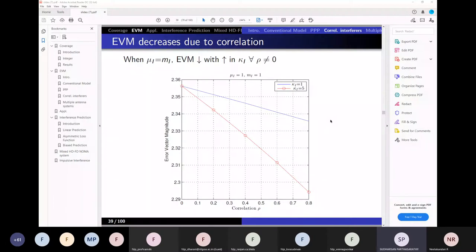Now, what I told before was when mu I equals mi, there's no impact of change in kappa I, right? So that is true only when there's no correlation. But the moment you bring correlation, that is no longer true. So in this figure, slide number 39, the x-axis is the correlation, rho. The y-axis is the error vector magnitude. When rho is equal to 0, for both kappa I equal to 1 and kappa I equal to 5, the blue and red curve values are the same. But the moment you have a non-zero correlation, they are no longer the same. So there's a divergence in both these figures. So it's a very interesting thing, what is the impact of correlation?